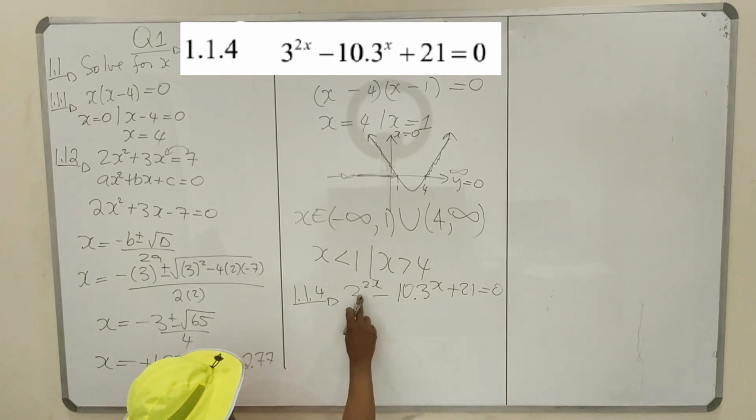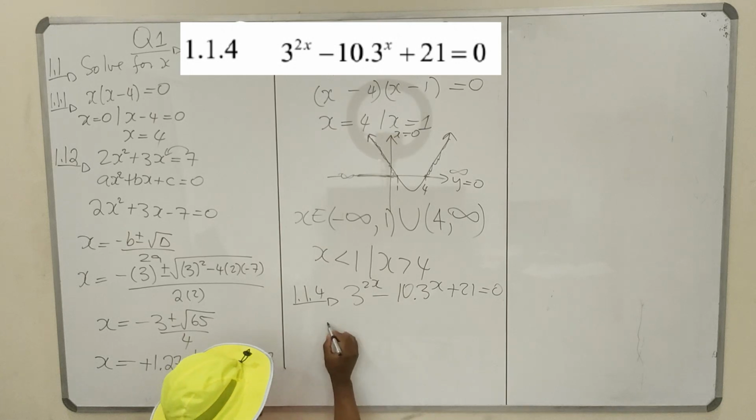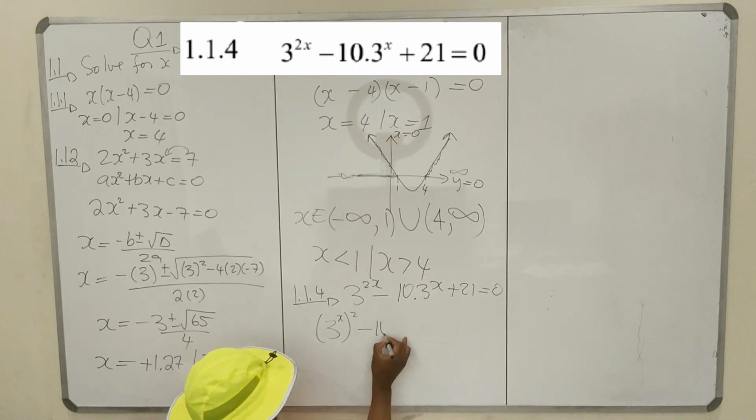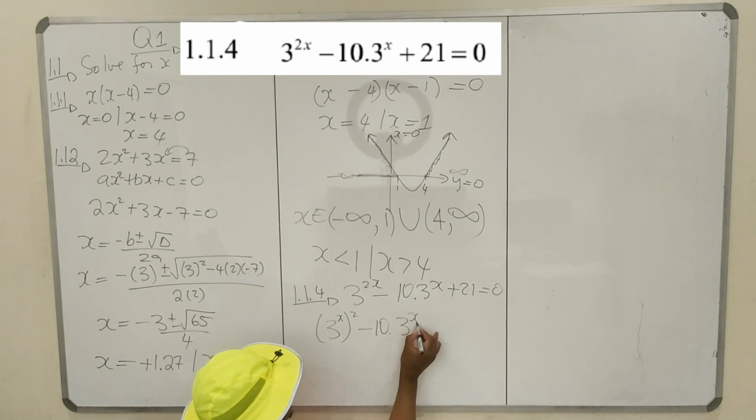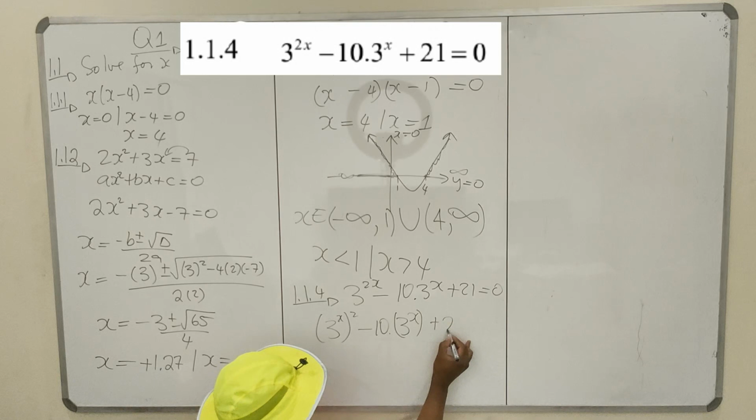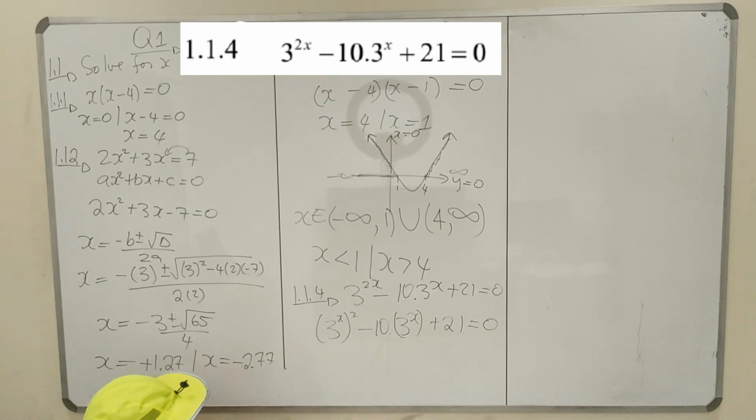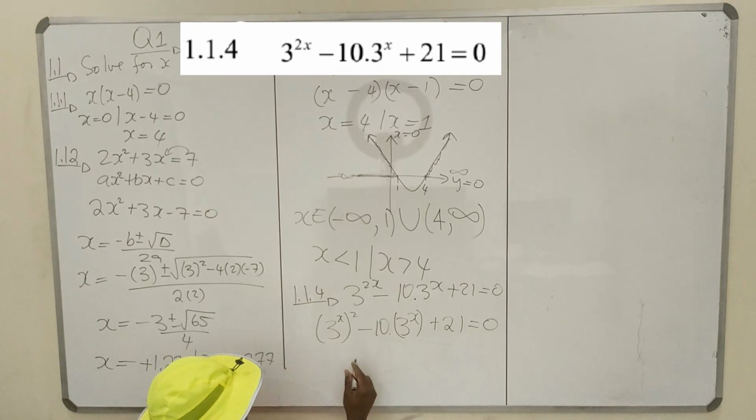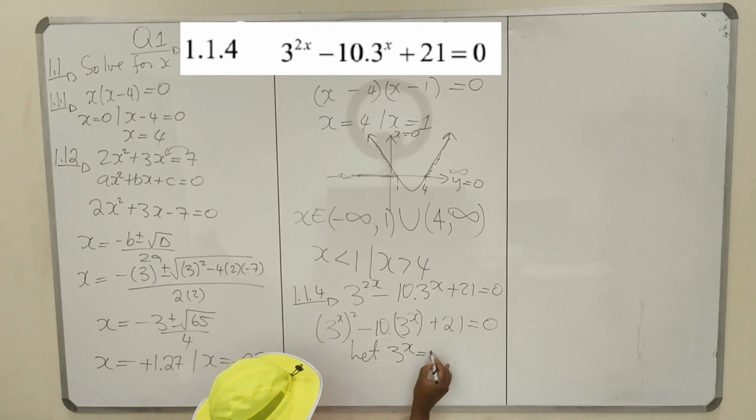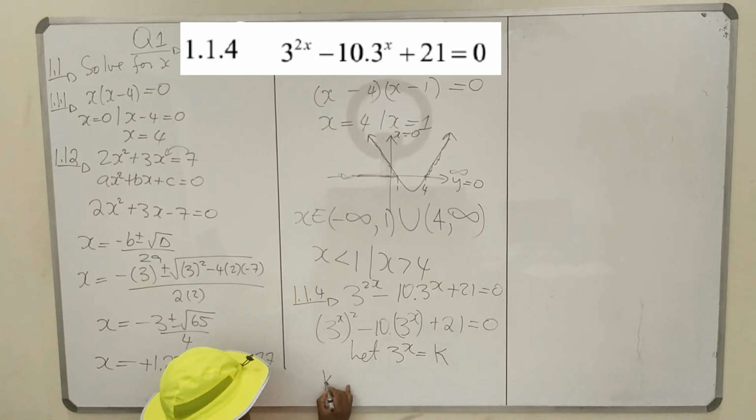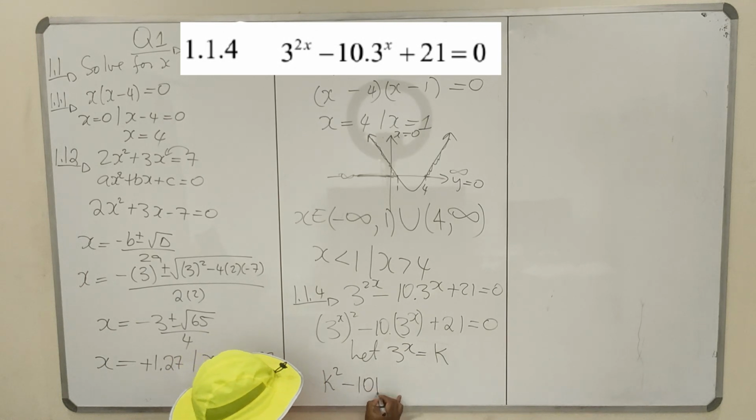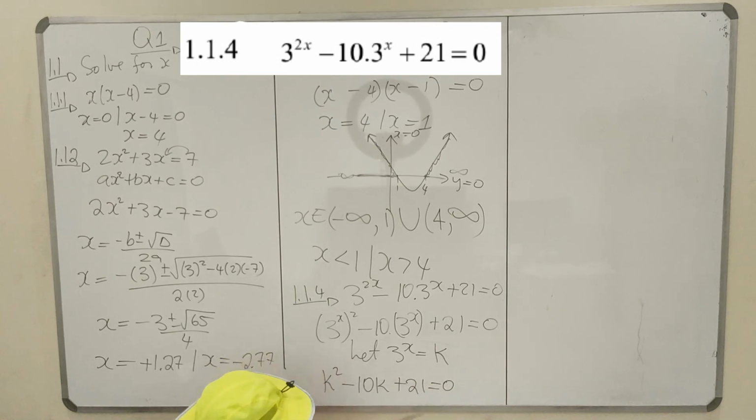So we rewrite this such that it looks similar to that. So this is 3 raised x, and then we have 2 outside, minus 10 times 3 raised x plus 21 is equal to 0. Try it. What do we do next? We let this equal k, because it will look better. So let 3 raised x be k. So we substitute k there. So you have k squared minus 10k, which sounds like money, plus 21 is equal to 0.